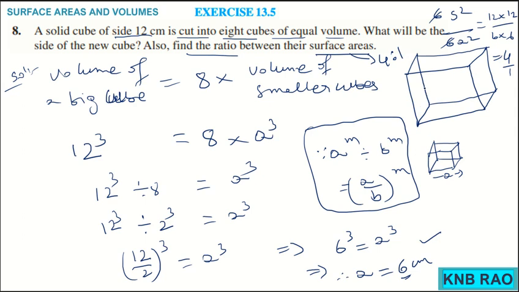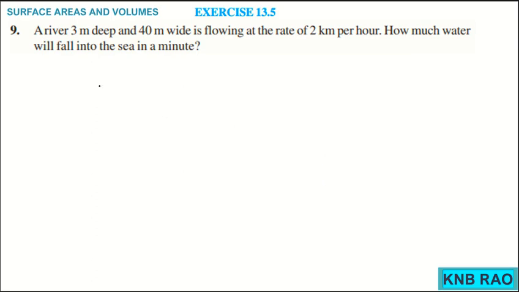Children, in this exercise 13.5 we have got 9 questions. I solved 8 questions and I am giving this question number 9 as work for you. It is a bit of an application type question. Watch it carefully and think and do it. A river 3 meter deep and 40 meter wide is flowing at the rate of 2 km per hour. How much water will fall into the sea in a minute? This is what you need to solve. I am giving you this as homework.